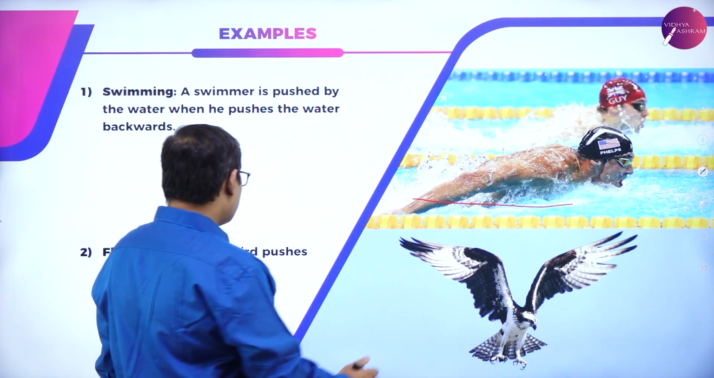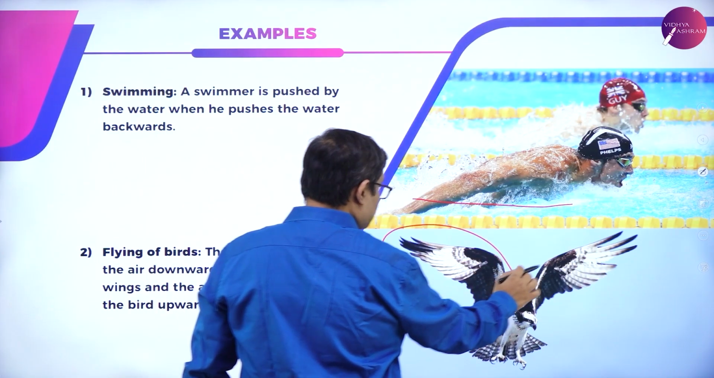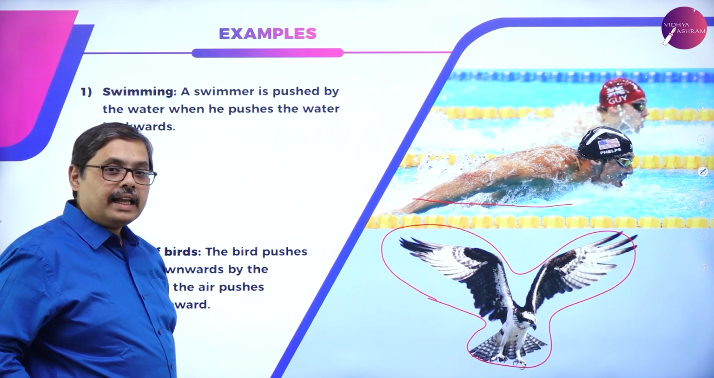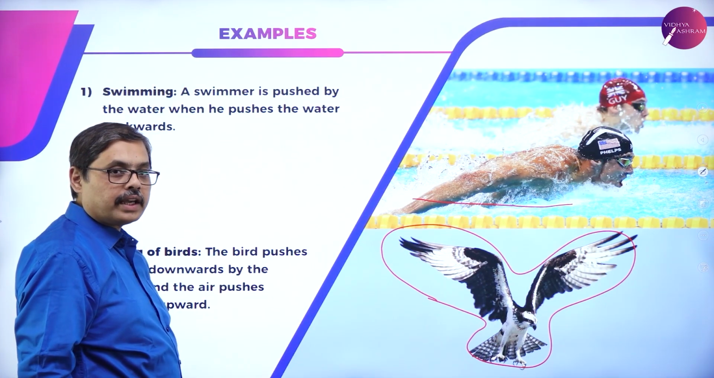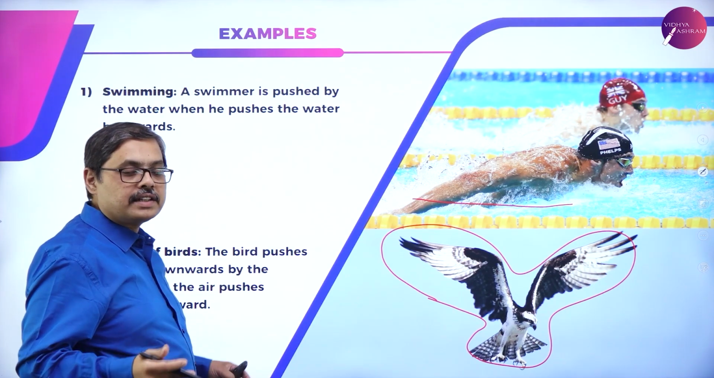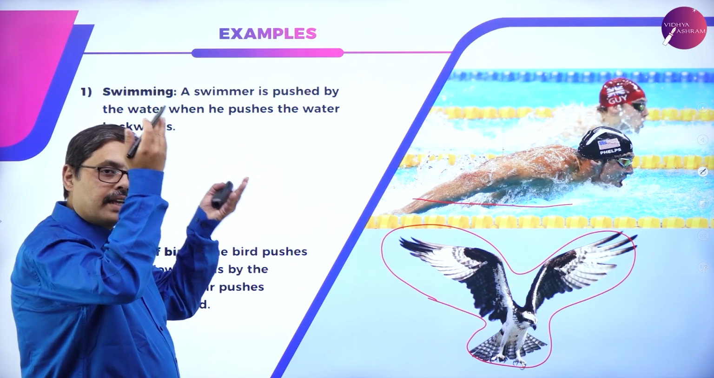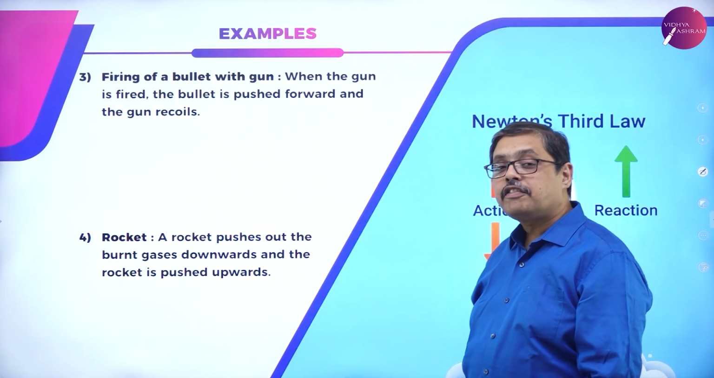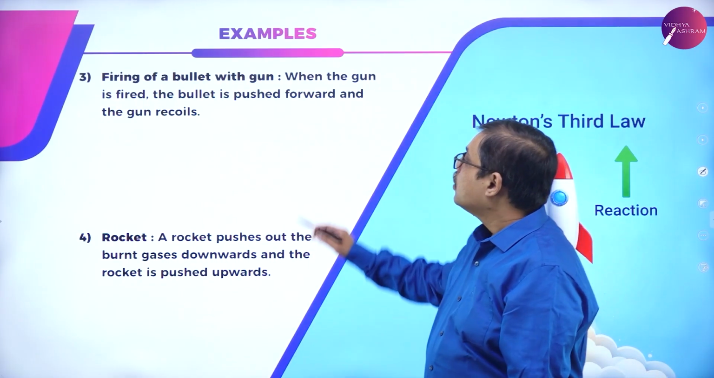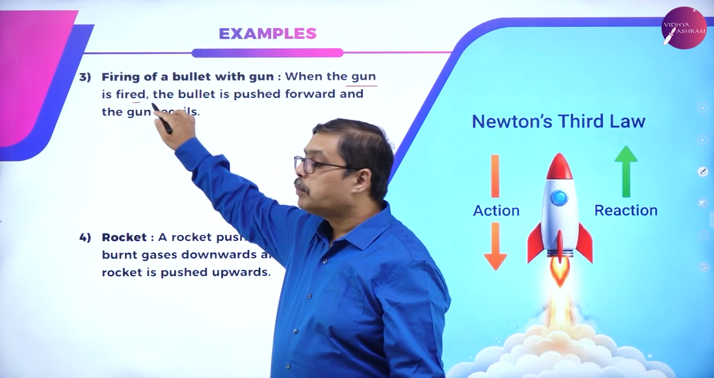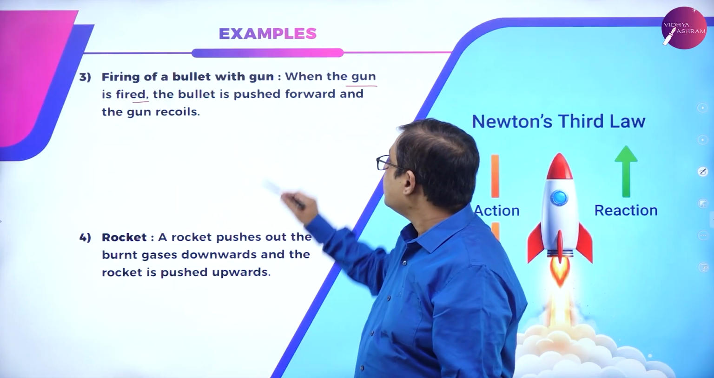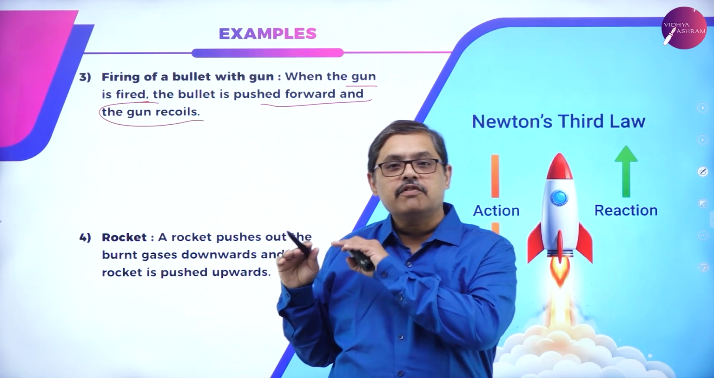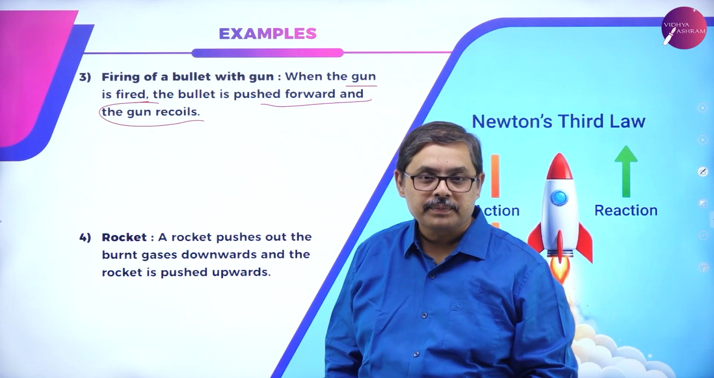Similarly, whatever is the push by the wings of the bird on the air, with the same force, the air will push the bird upwards. The flapping of the wings, how fast it is, with the same velocity the bird can move upwards. A few more examples. Firing of a bullet. When the gun is fired, the bullet is pushed forward. The gun will recoil and hit you back with the same force as the bullet is pushed forward.